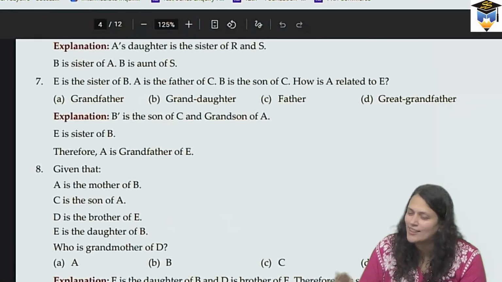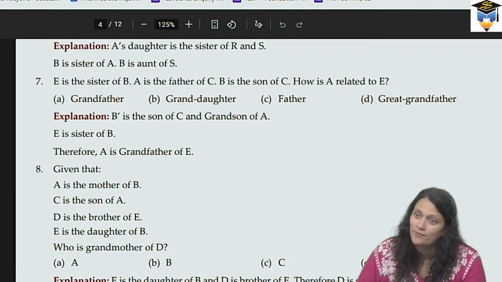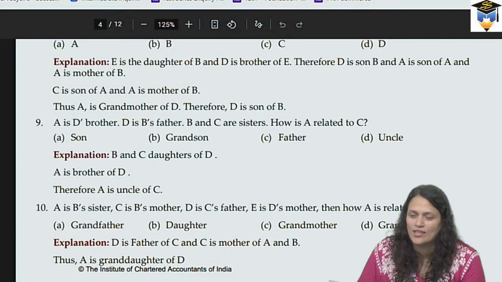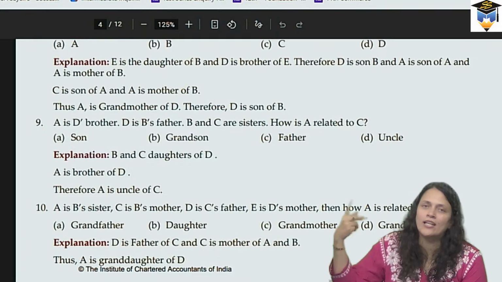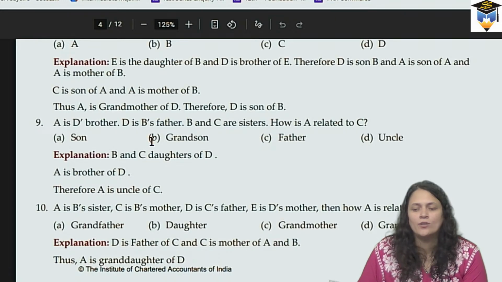Do draw the diagram, because right now very little information is given to you, but later the information will increase. That time the diagram will also increase. So practice with this method so that it will help you. Okay? Now let's do the 9th question.